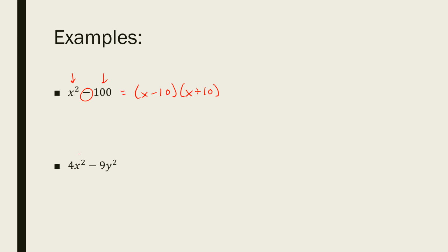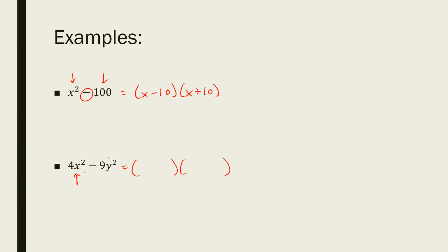Psych. There are two perfect squares here. Look, 4x squared. This is a perfect square because not only is x squared perfect, also 4 is 2 times 2, a perfect square. I have 9y squared. 9 is a perfect square. y squared is a perfect square, so that's good. I have a minus sign in the middle. So let's think about the pattern here.